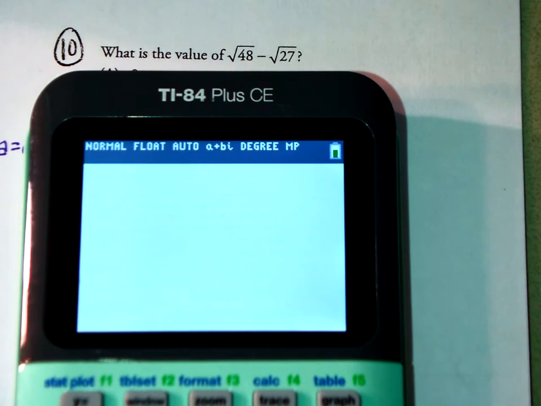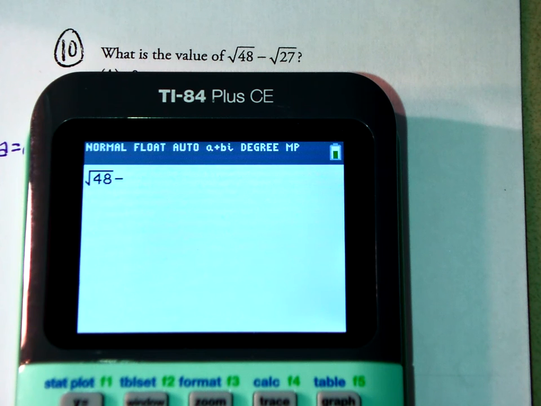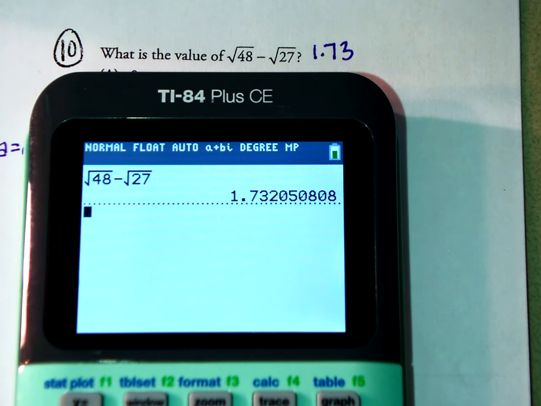All I'm going to do is type it in. So square root of 48. Make sure you arrow over, or if your calculator opens parentheses, make sure that you close the parentheses. So the square root of 48 minus the square root of 27. I get 1.73. It's important that you write notes to yourself because it's going to help you go back and practice.